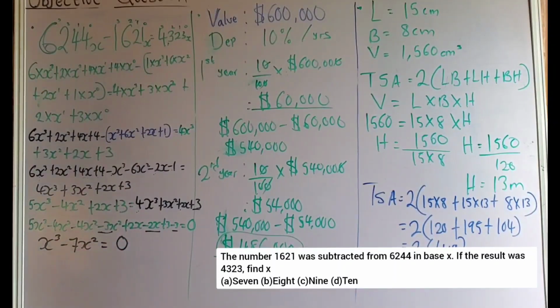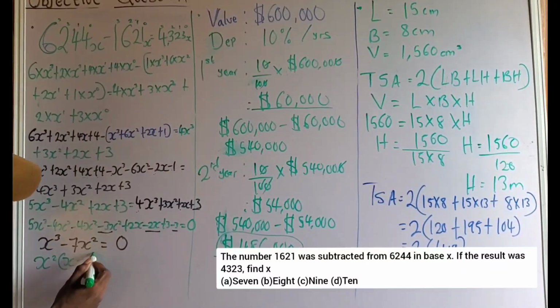Do you understand? Okay, having done that, now look at this equation that we have here. This is a polynomial equation of the third degree. But how do we solve this equation? How do we solve for the value of x in this equation? It is simple. All you have to do here is just factorize, okay? Factorize x to the power of 2 in the left hand side of the equation. So I'm going to have x to the power of 2 multiplied by x minus 7. This will be equals to 0, okay?